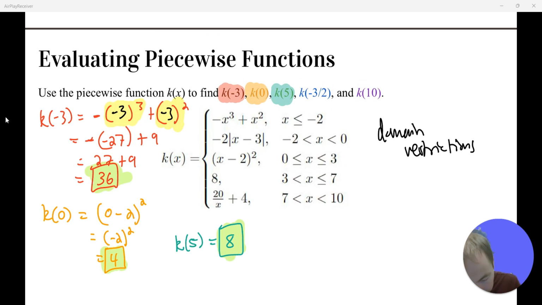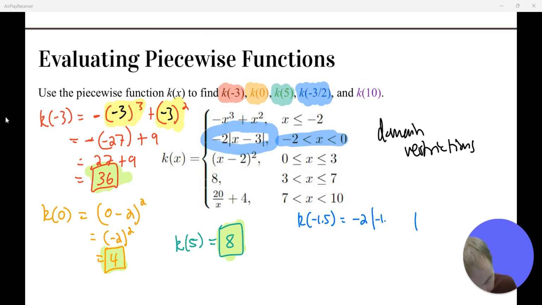And then the second to last one right here is finding k of negative 3/2, or negative 1.5, right? So that's going to end up being in this interval right there. Negative 1.5 lands between negative 2 and 0. So you're going to want to use this rule right here of negative 2 times the absolute value of x minus 3 and plug into that. So k of negative 1.5 is going to be negative 2 times the absolute value of negative 1.5 minus 3.